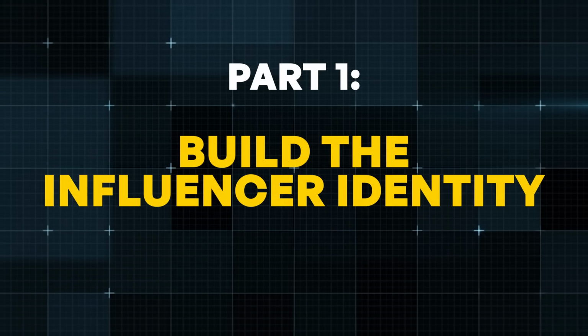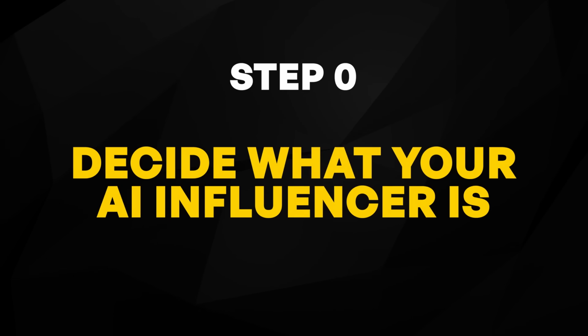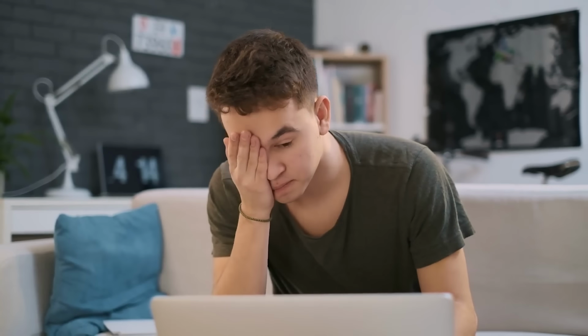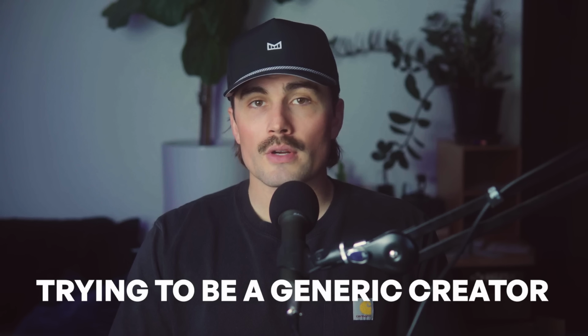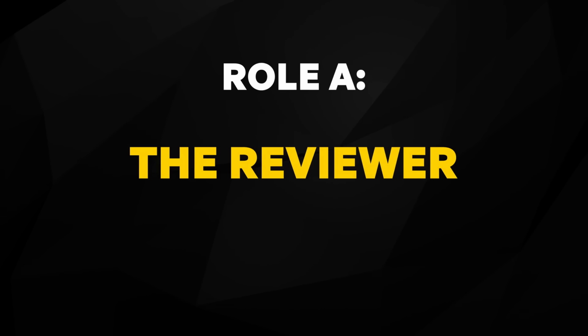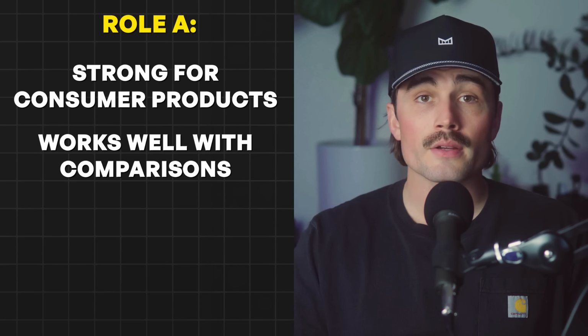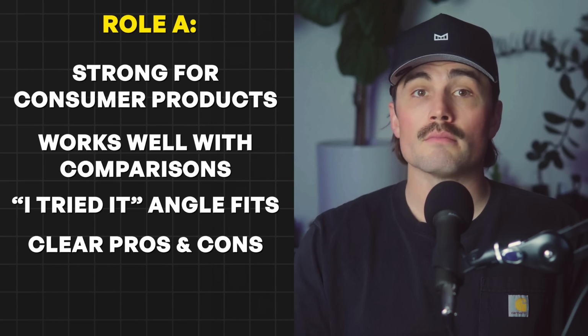Part 1, build the influencer identity before you generate anything. Step 0, decide what your AI influencer is. Not their name, not their face, but their role. This is where most AI influencer content fails. It's trying to be a generic creator. Instead, pick one of these roles because each one has different rules. Role A, the reviewer. Strongest for consumer products, works with comparison. I tried it and pros, cons.